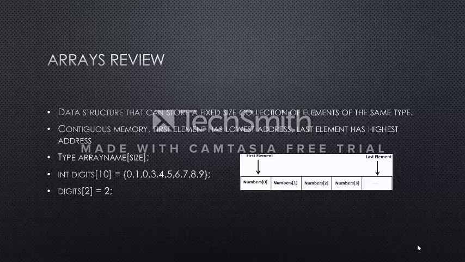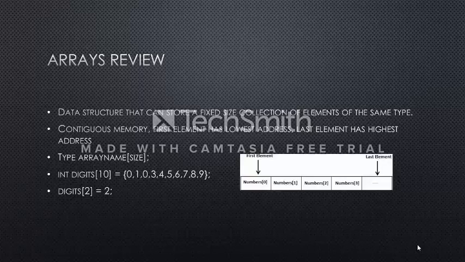So we have to start with a small review of arrays. Arrays are data structures that can store a fixed size collection of elements of the same type. The elements inside of an array are stored in contiguous memory. This means that each element is directly behind the last one. The first element has the lowest address, while the last element has the highest address.